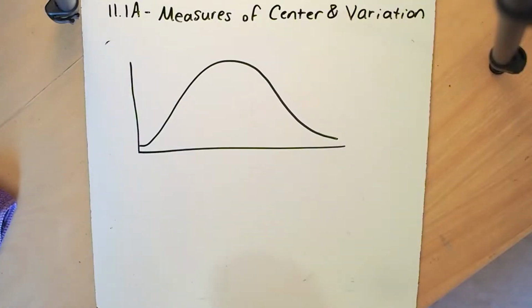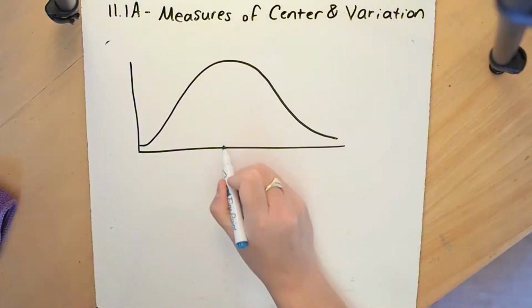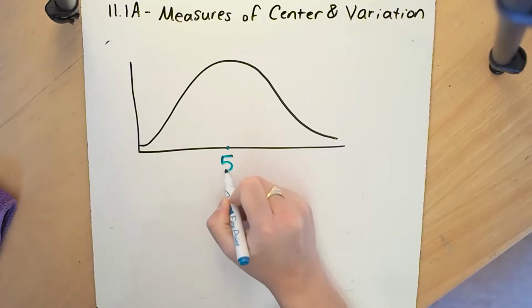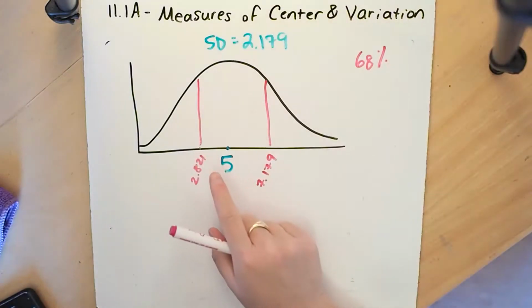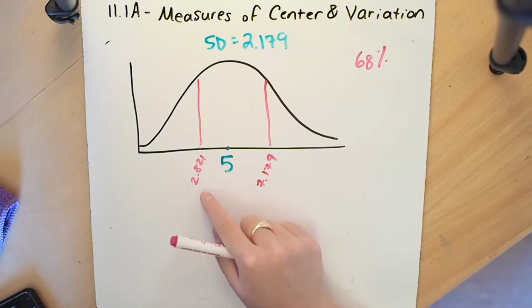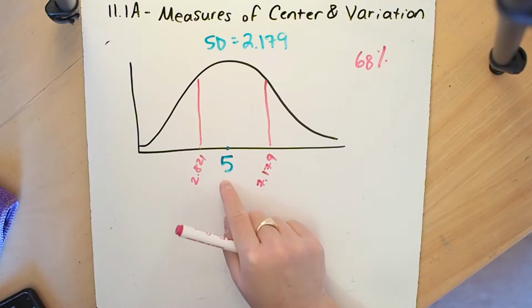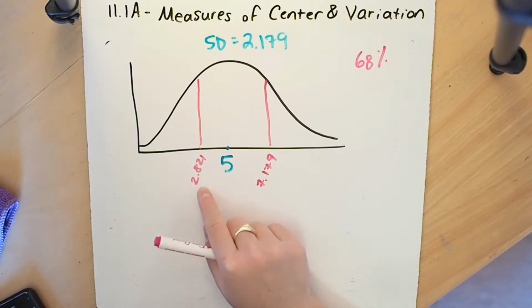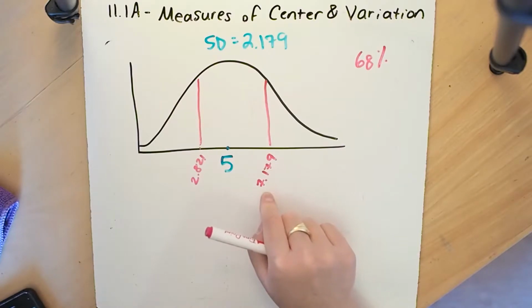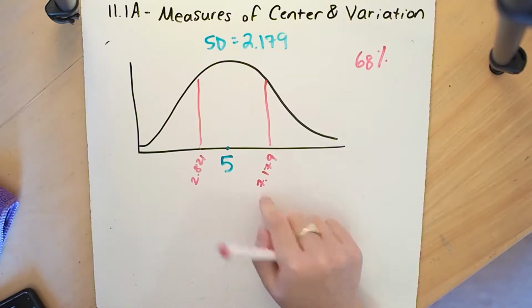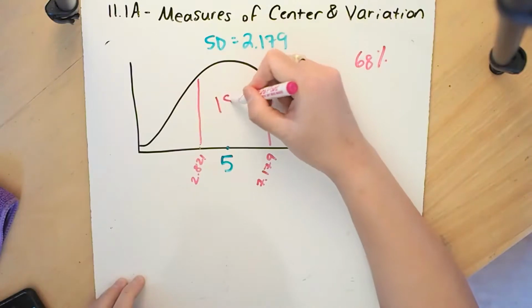Going back to our bell curve, we know that the mean in this data set is 5. If we're going to recreate our chart from earlier, we know that 68% of our data points, if this is a normal distribution, will probably fall within 1 standard deviation. To find the upper and lower limits of our 68%, I took 5, and for the lower limit, I subtracted 1 standard deviation, and for the upper limit, I added 1 standard deviation. So 68% of our data should fall within this range.